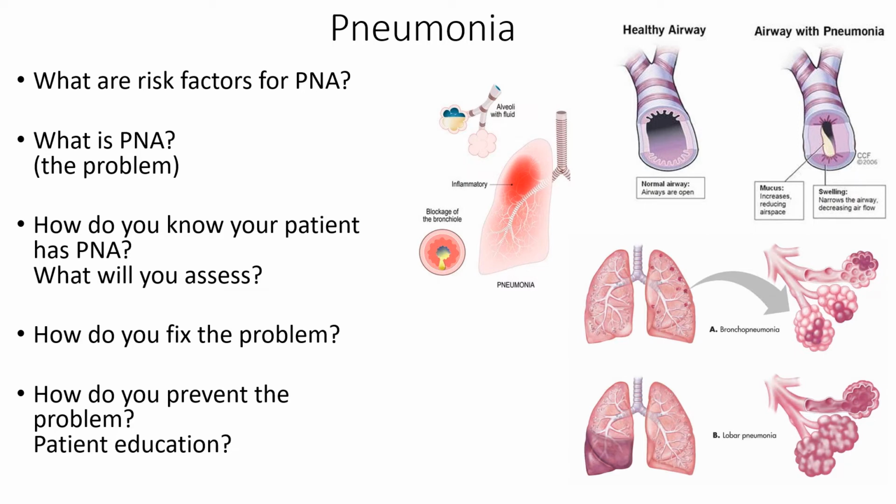How do you know your patient has pneumonia, and what will you assess? Some signs and symptoms would be anxiety, fatigue, weakness, chest discomfort from coughing, hypoxia, confusion, usually in our older adults. The sputum is going to be yellow-green, thick, purulent. They can have a productive or non-productive cough, crackles and wheezes, shortness of breath, pleuritic chest pain.